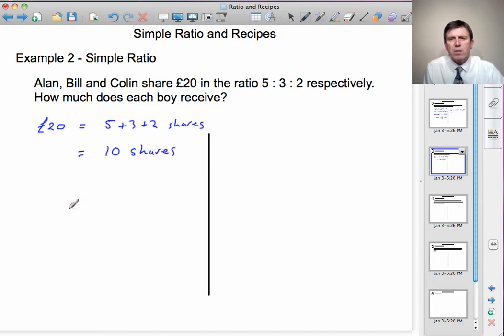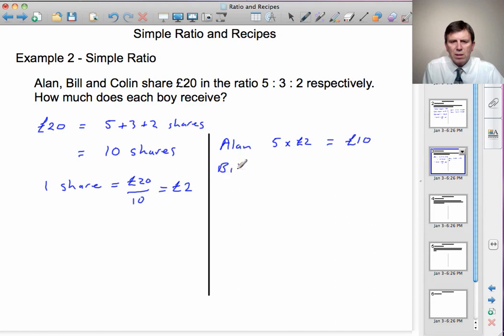So this £20 is going to be split into 10 shares. So 1 share is equal to £20 divided by 10. And 20 divided by 10 is 2. So 1 share is £2. And now I can quite easily work out what each boy gets. Alan, he gets 5 shares, so he gets 5 lots of £2. So he gets £10.